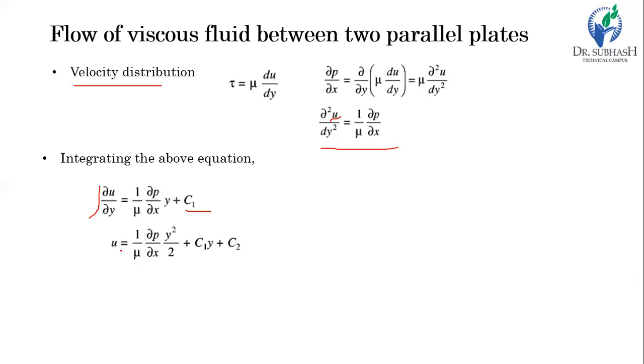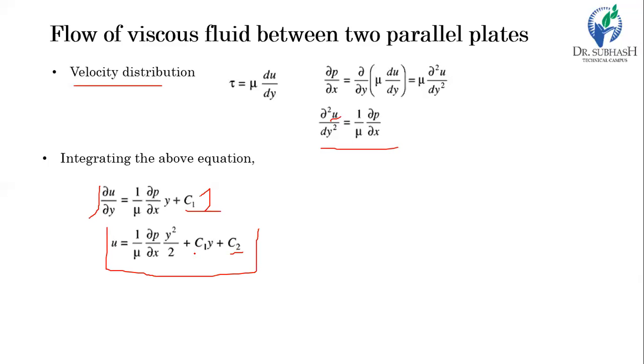And after integrating this equation, we get the value of u like 1 by mu times del p by del x times y square by 2 plus c1 y, because c1 times 1, and the integration of 1 is y, plus c2. It is nothing but the constant of integration when we take the integration without limit. So we get this equation of velocity distribution.